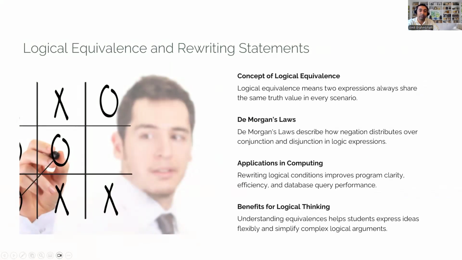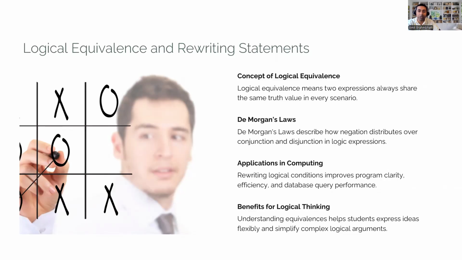Logical equivalence and rewriting statements. Logical equivalence refers to the situation where two different logical expressions always have the same truth value, regardless of the truth value of their individual variables. When two statements are logically equivalent, they can be used interchangeably in proofs, programs, or logical arguments.